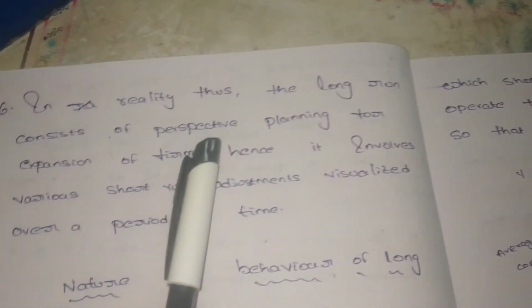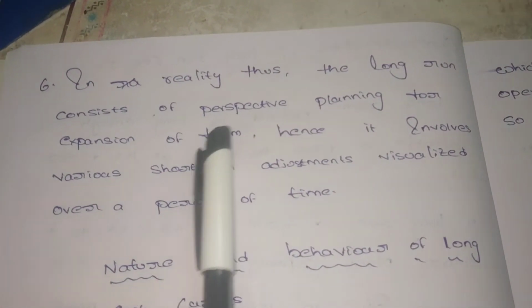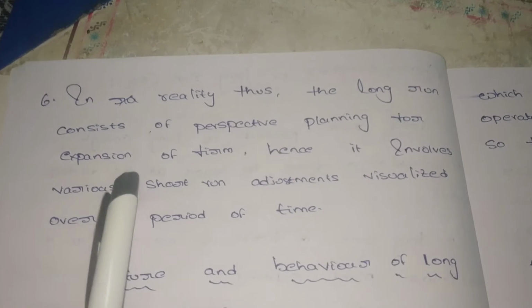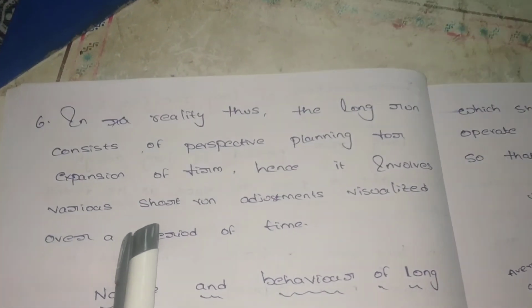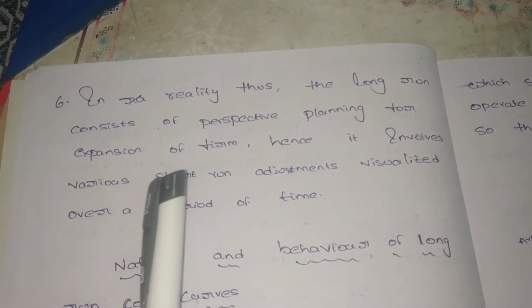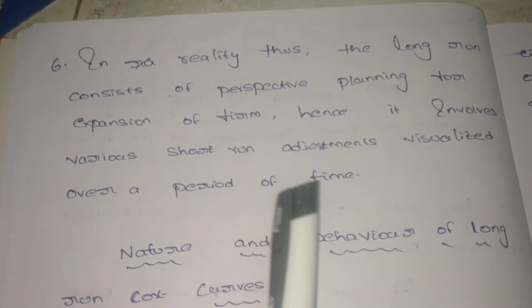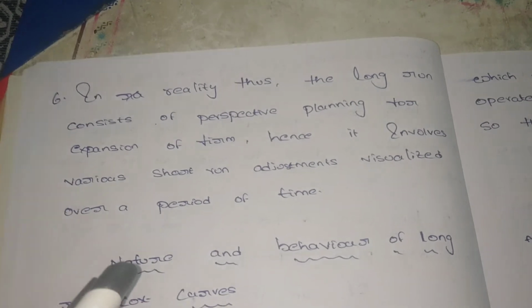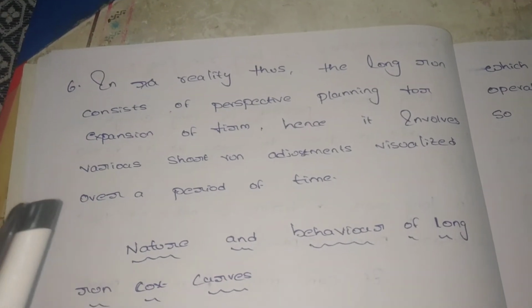In reality, the long run consists of perspective planning, which means we have to plan beforehand for the expansion of a firm. In the long run only do we have a chance to expand a business and increase our economies of scale. It involves various short-run adjustments, which means the expansion involves various short-term adjustments over a period of time. This is all about the long run and the characteristics of the long run.